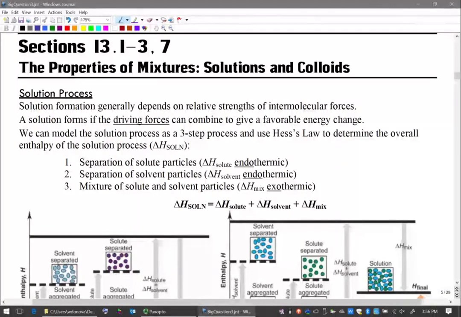The third step is always exothermic, when you mix the two substances together and you make new intermolecular forces. So in the case of sugar and water, we're going to make new hydrogen bonds between the sugar molecules and the water molecules. Primarily hydrogen bonds because of the OH groups that are present in both substances. But we could also have dipole-dipole forces involved.